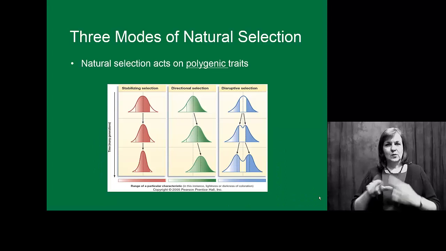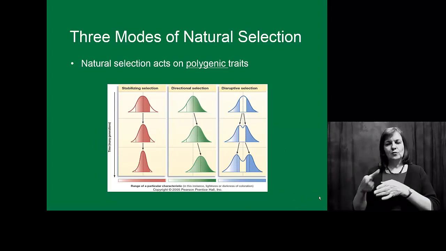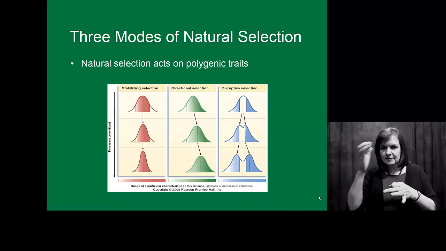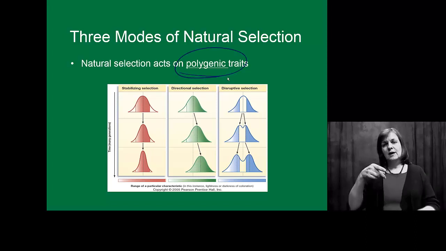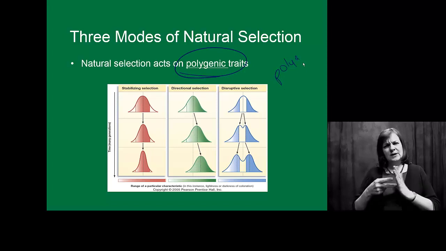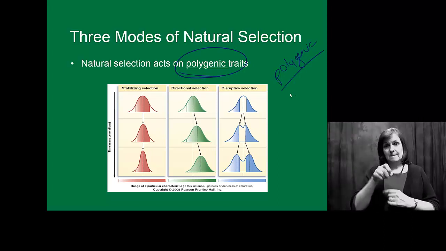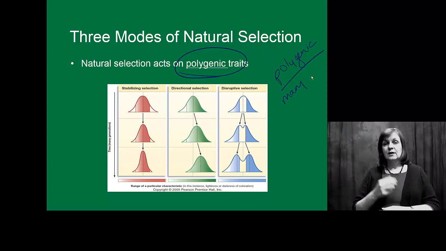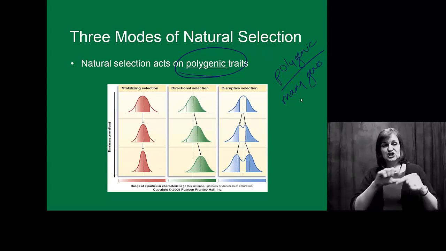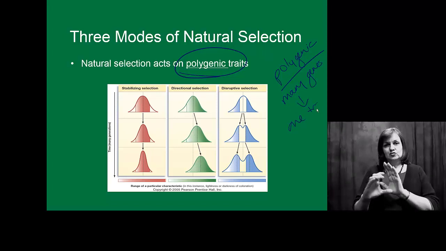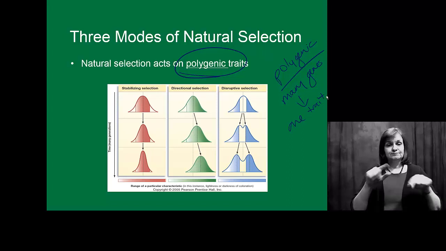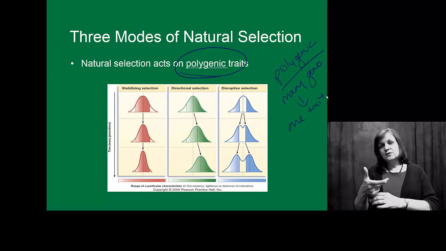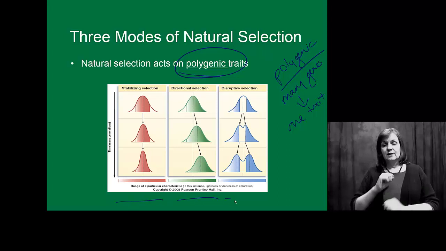So when we look at these modes of natural selection, this is actually a very simple concept. So don't make it more complicated than it is, okay? We've talked polygenic before. What does polygenic mean? Poly is many. So we're looking at many genes influencing one trait. So in this case, looking at many genes influencing a couple of different traits, but they're all going to show one of these patterns.